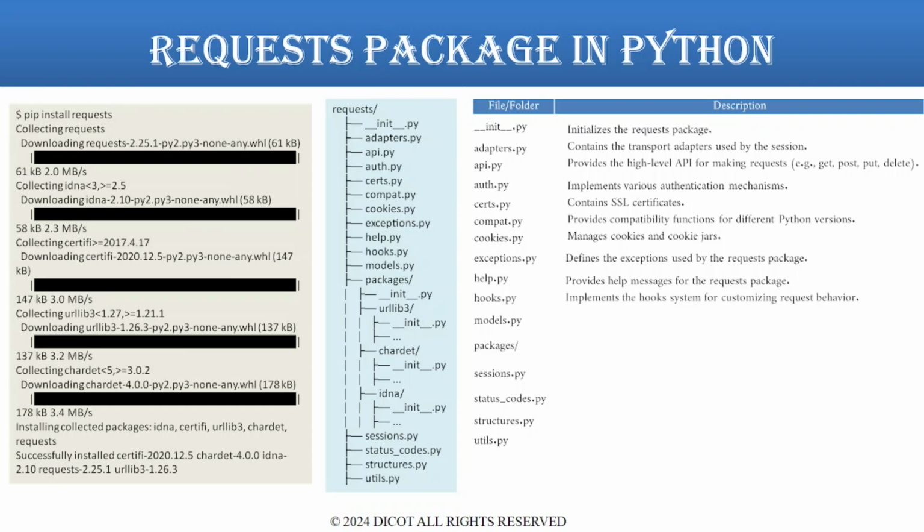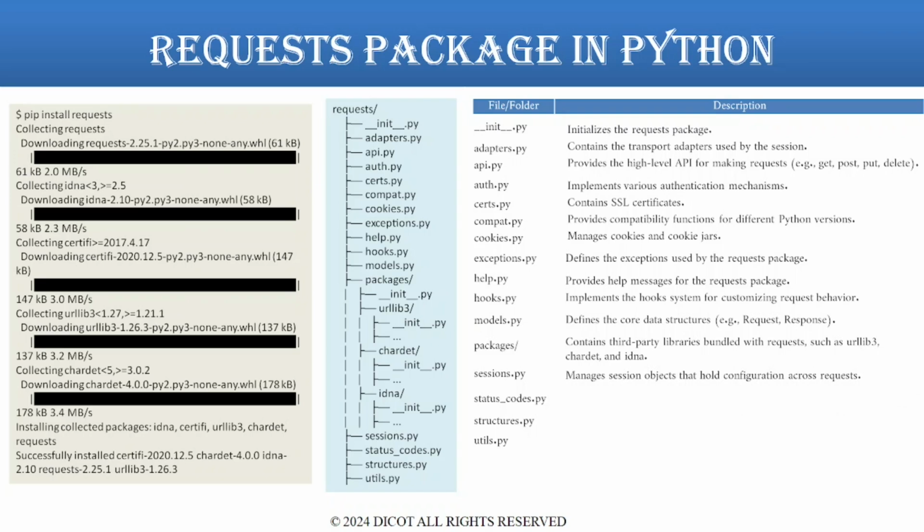Next, the models.py file defines the core data structures like request and response. Next, packages contains third-party libraries bundled with requests, such as urllib3, etc. Next, the sessions.py file manages session objects that hold configuration across requests. Next, the status_codes.py file provides a mapping of HTTP status codes.